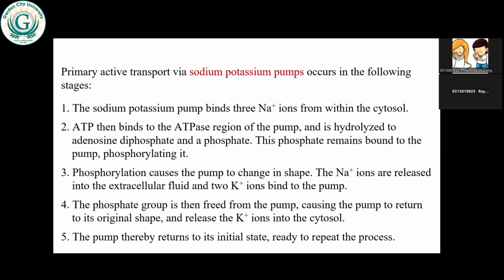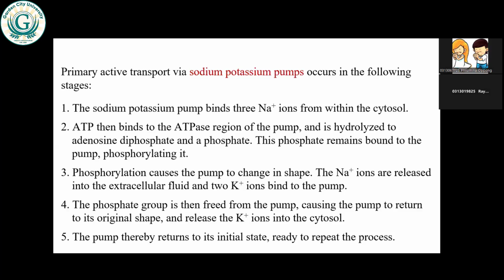So we are moving sodium and potassium against their concentration gradients, meaning we are moving them from their lower concentration to their higher concentration. You move sodium from the inside where it's low to the outside where it's high. You move potassium from the outside where it's low to the inside where it's high. So first of all, the pump is going to carry 3 sodium ions from the inside of the cell.